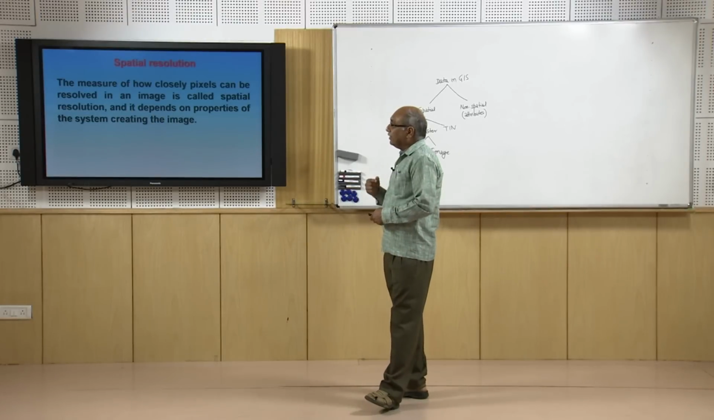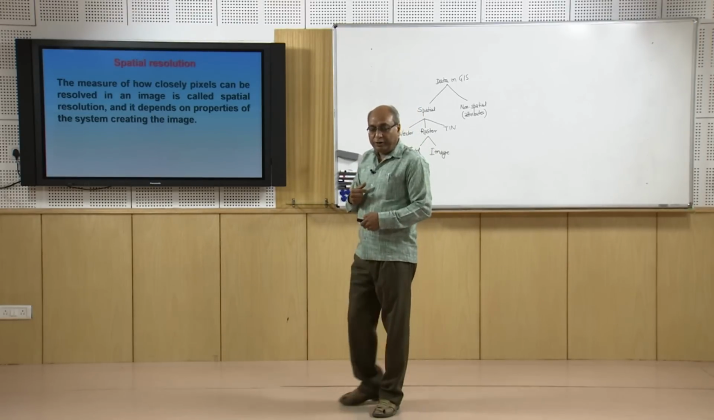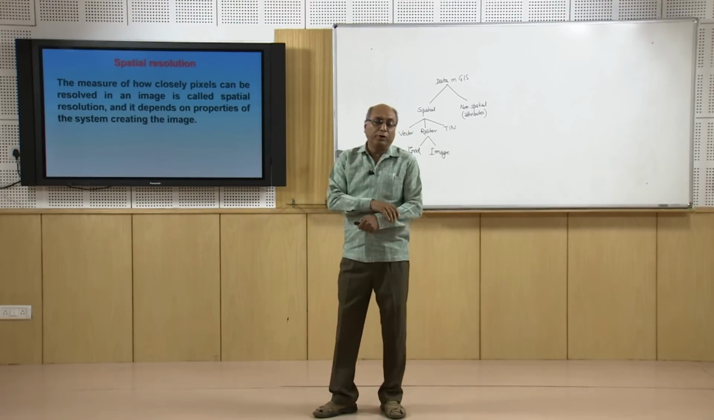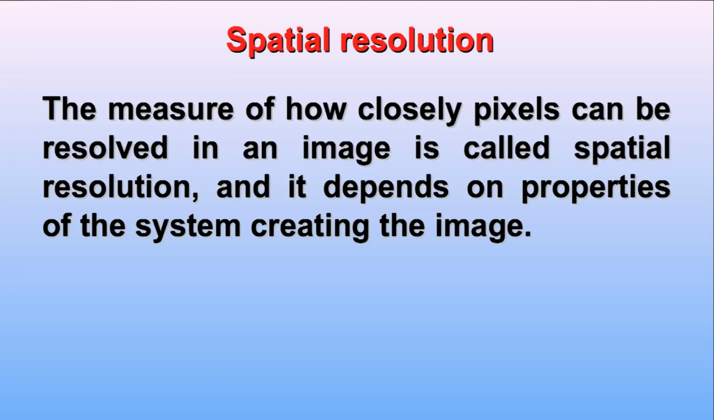Now, the next thing, which I touched on a little bit, is spatial resolution, which is very important to understand, because it is a related term, but it plays a very important role in our day-to-day life as well as in GIS. If we go by the definition, it is a measure of how closely pixels can be resolved in an image, and it depends on the properties of the system creating the image.